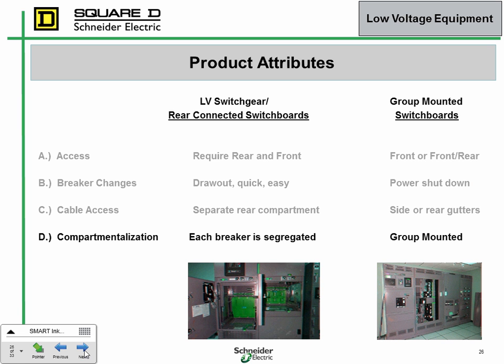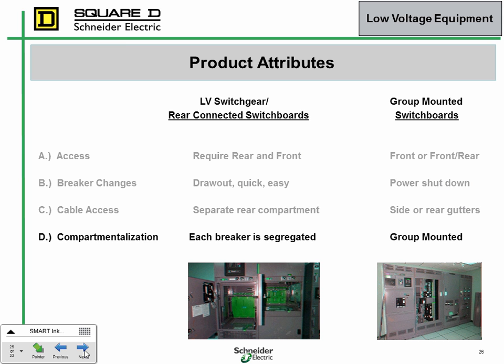And again, each breaker is segregated from the other. Each one has its own cradle, its own area that's associated with it. Everything else is barriered off, so you're only exposed when you open that door to that one breaker. Where, again, you take a cover off of our group mounted, you're exposed to every breaker that's in that section.